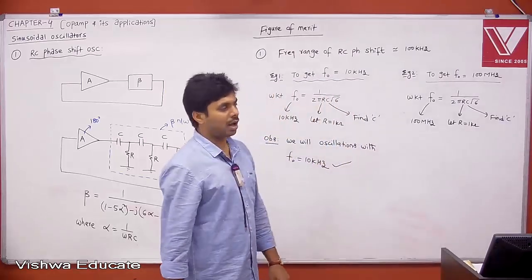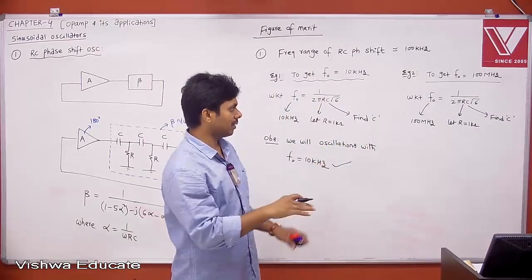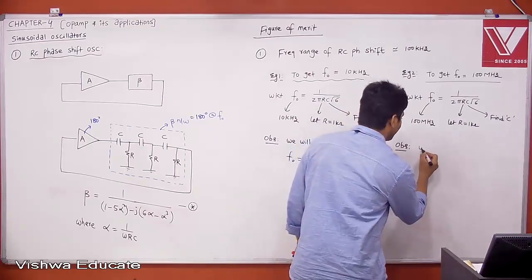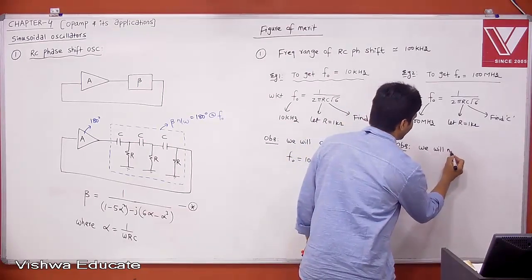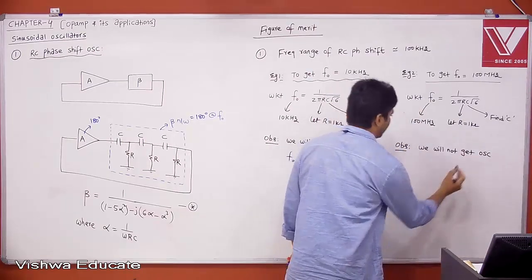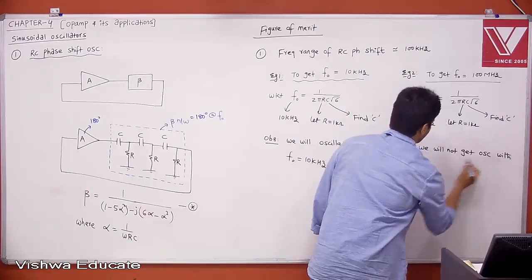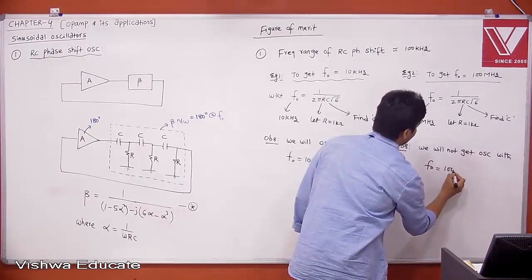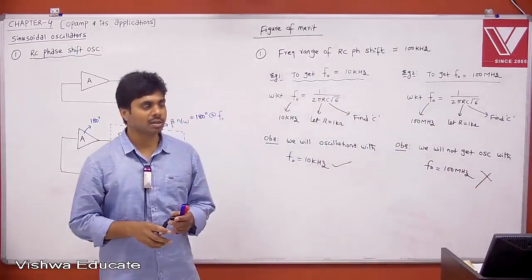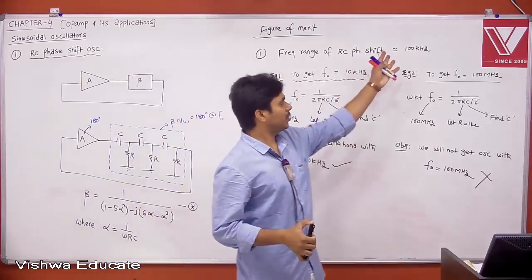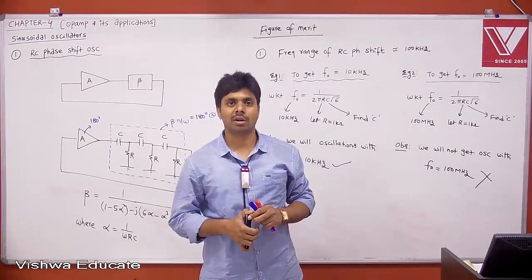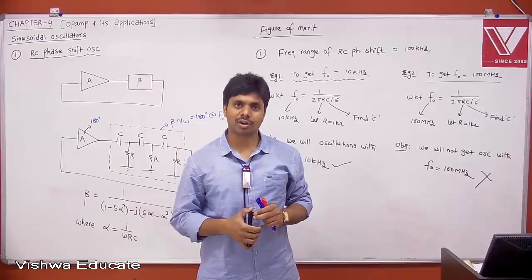But observation: after keeping R, C, F naught, we will not get oscillations with F naught equal to 100 megahertz. Why? That is the meaning of range. If you want higher frequency oscillations, in the order of megahertz, we cannot get them using an RC phase shift oscillator.